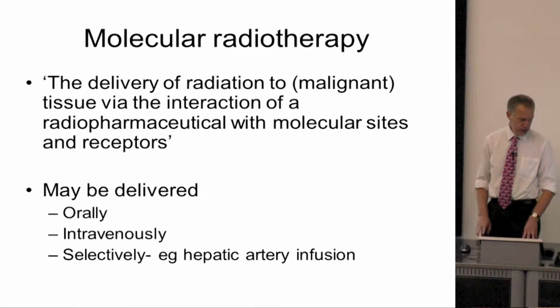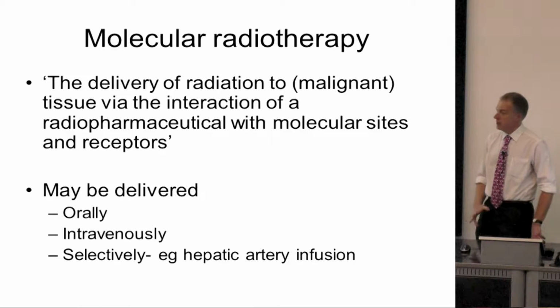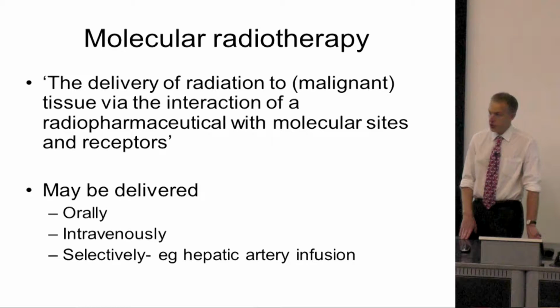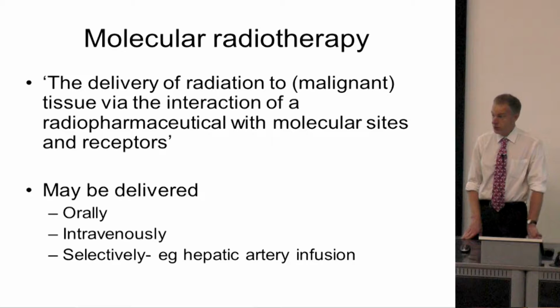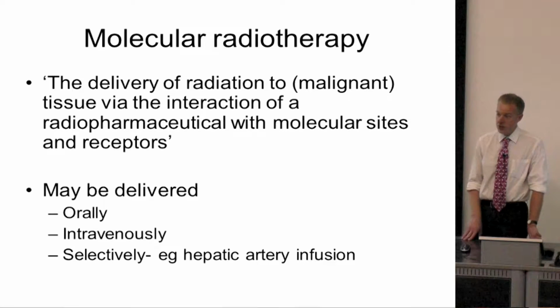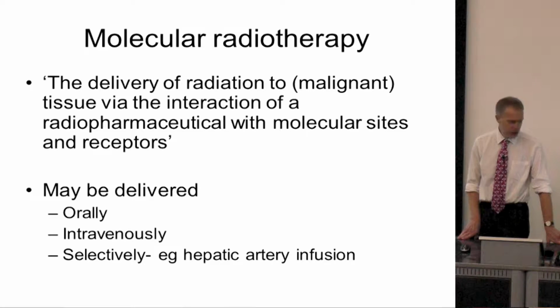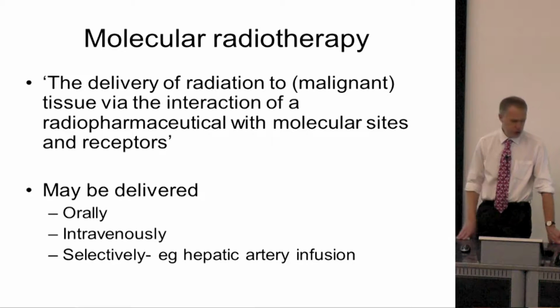So molecular radiotherapy can be defined as the delivery of radiation to malignant tissue via the interaction of a radiopharmaceutical with molecular sites and receptors. Now, I've put malignant in brackets there because, in fact, there are one or two benign conditions that we use this sort of treatment for. Probably the most common of those is benign thyroid disease. So we use radioiodine to treat overactive thyroid tissue. But the vast majority of applications are in malignant tumours.